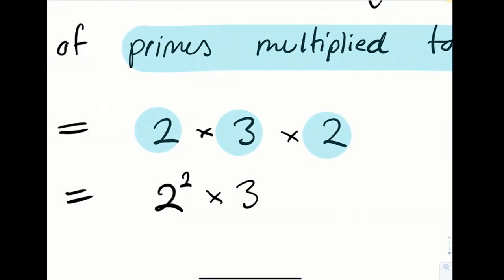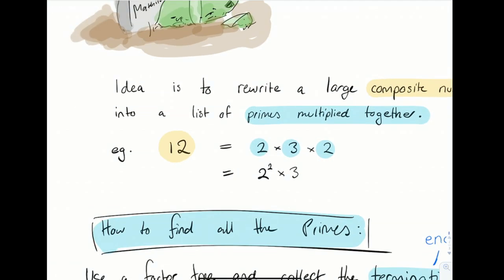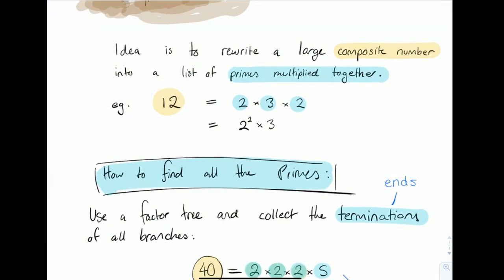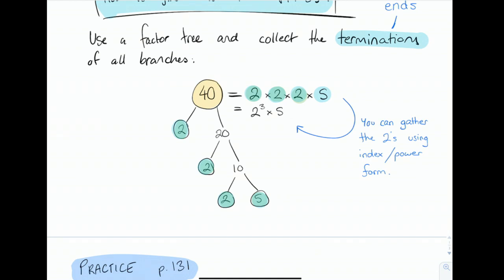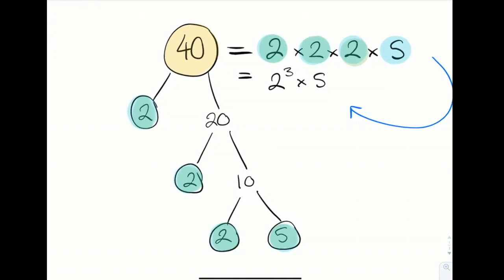Okay, and if you see two of them that have the same number, you can just group them together using index notation, also known as exponent notation, or indices, they're all the same thing. How do you find one though? Well, you use the factor tree, so the decomposition. Yeah, it's a factor tree.